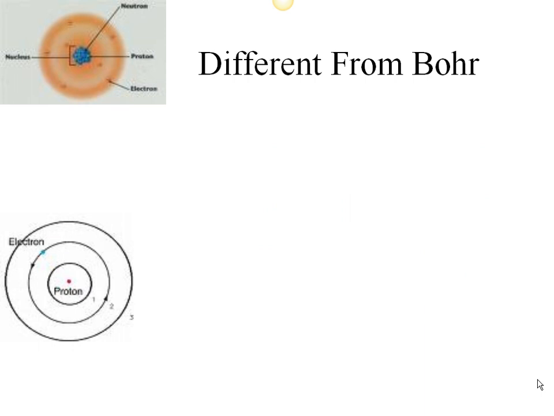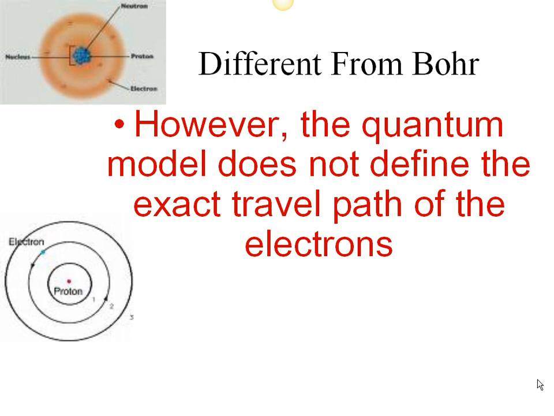Different from Bohr's model, however, the quantum model does not define the exact traveled path of the electron. Bohr's model is more like the solar system, where each electron travels in concentric circles around the nucleus. In this case, it's different in that it doesn't necessarily follow that same path.